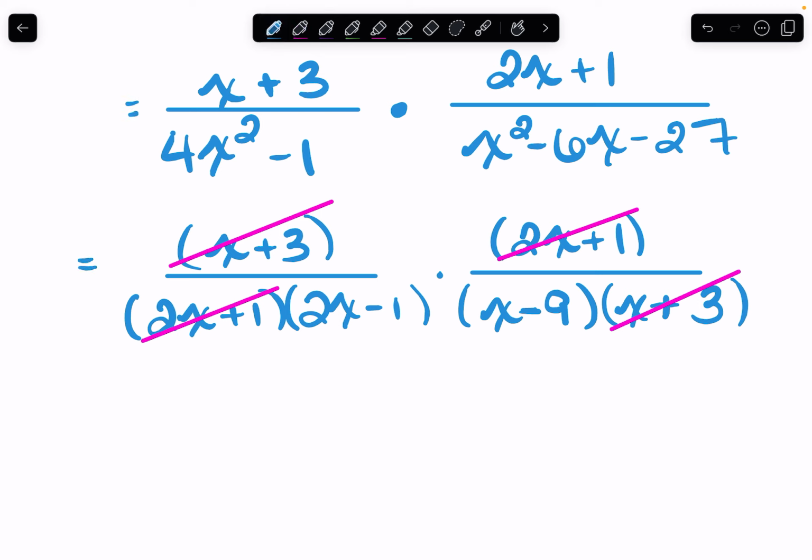Nothing is left on the top, but you can't leave nothing if you have to write a denominator. We use a 1 to hold the place of the numerator. So we got a 1 on top, and then a 2x minus 1 times x minus 9 on the bottom. So anytime the numerator disappears, we use a 1 to hold its place. When the denominator disappears, we don't need the division by 1. It's implied.